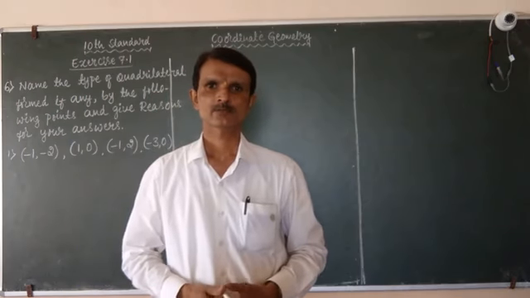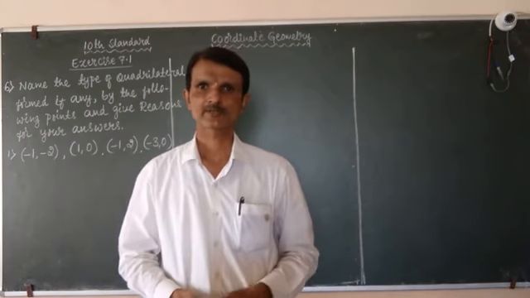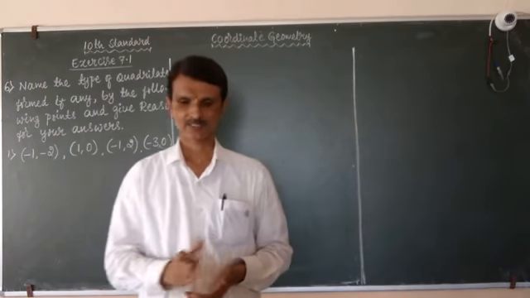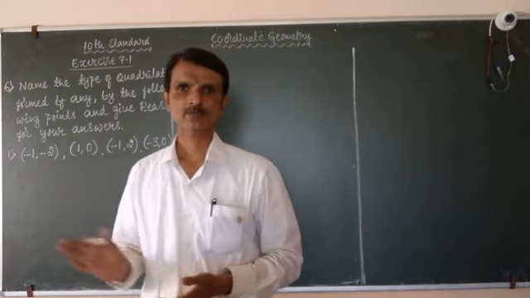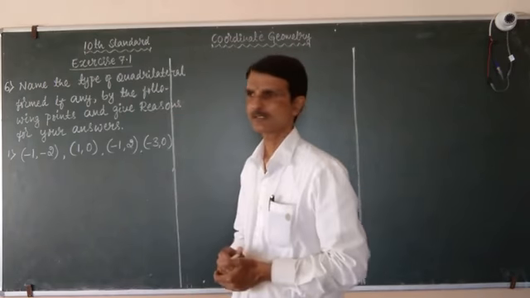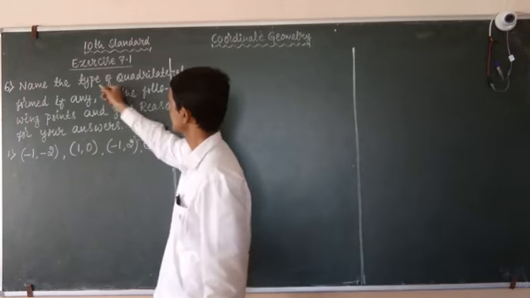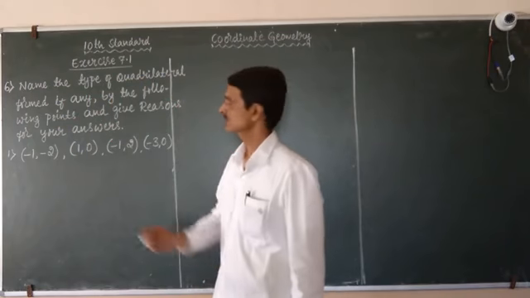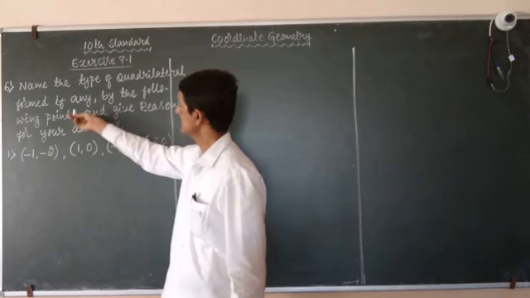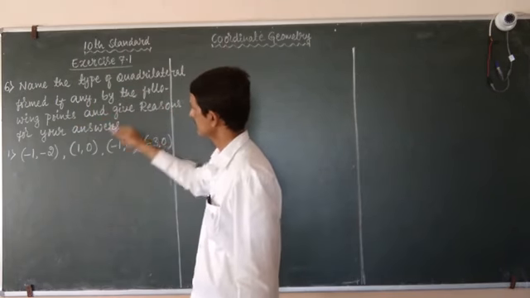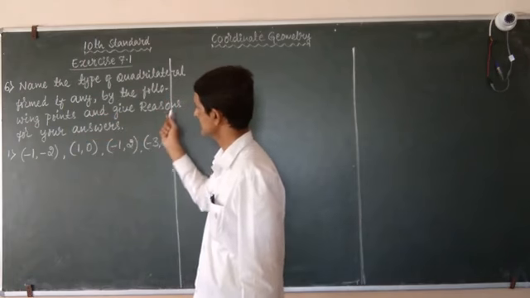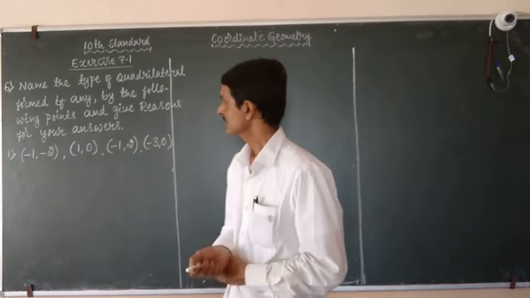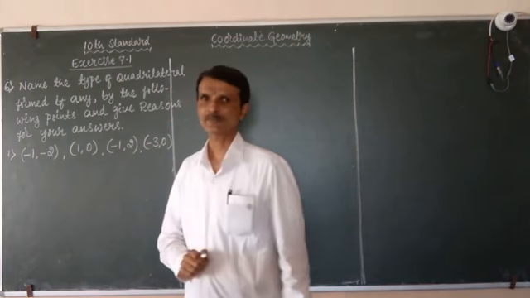Students, today we shall continue with exercise 7.1, the sixth problem. Observe the problem: name the type of quadrilateral formed, if any, by the following points and give reasons for your answers. They have given the points.